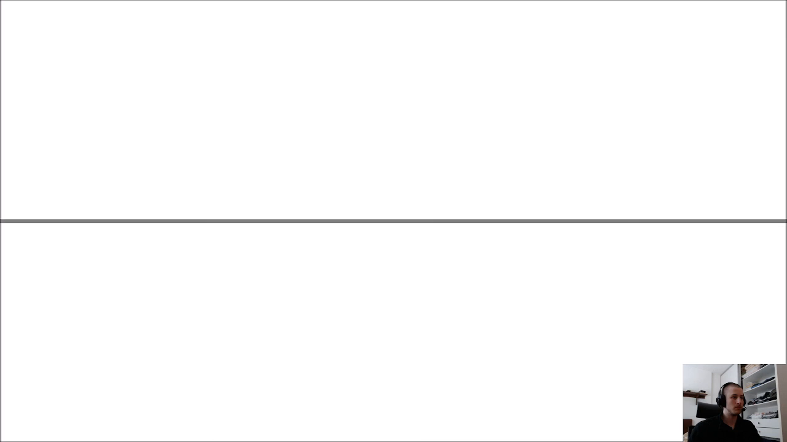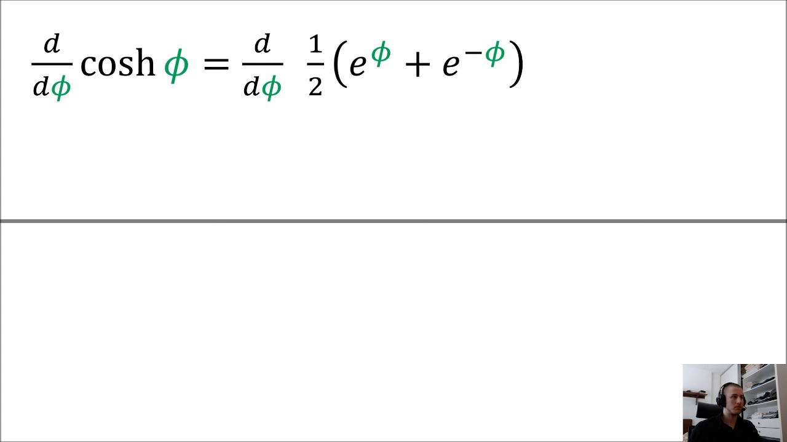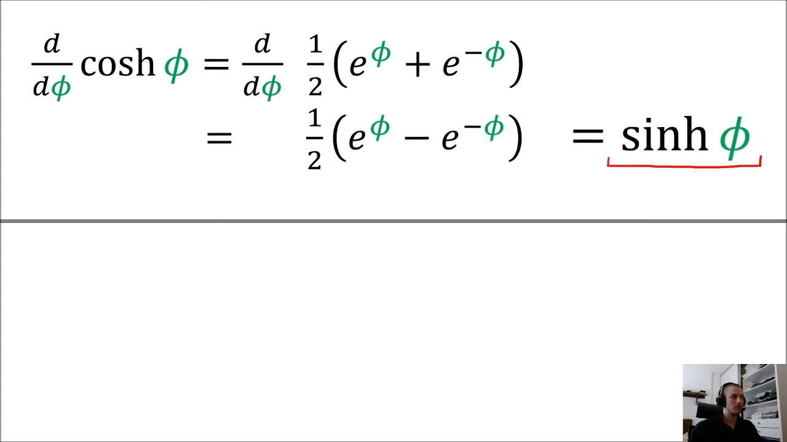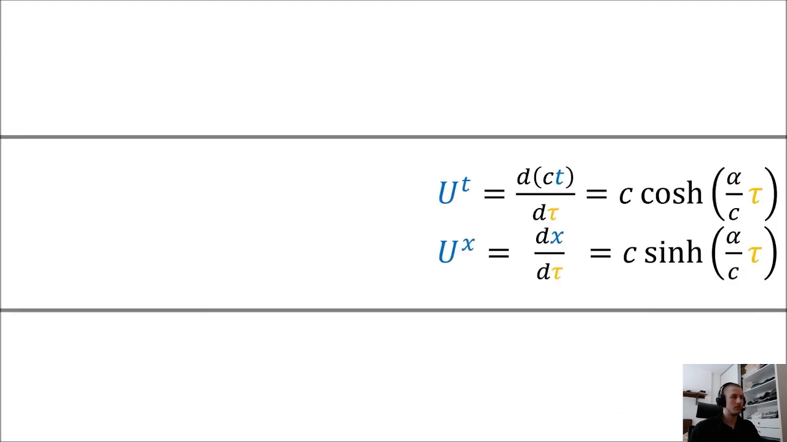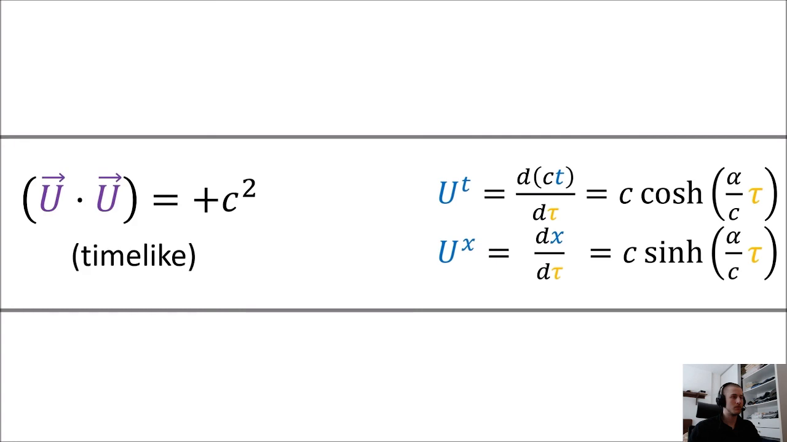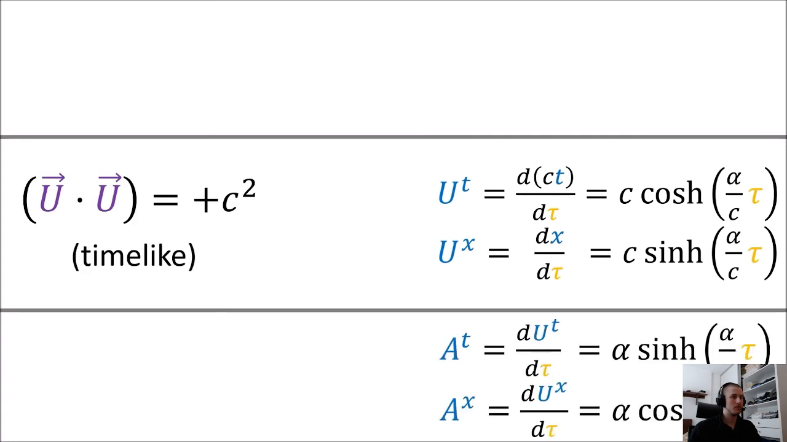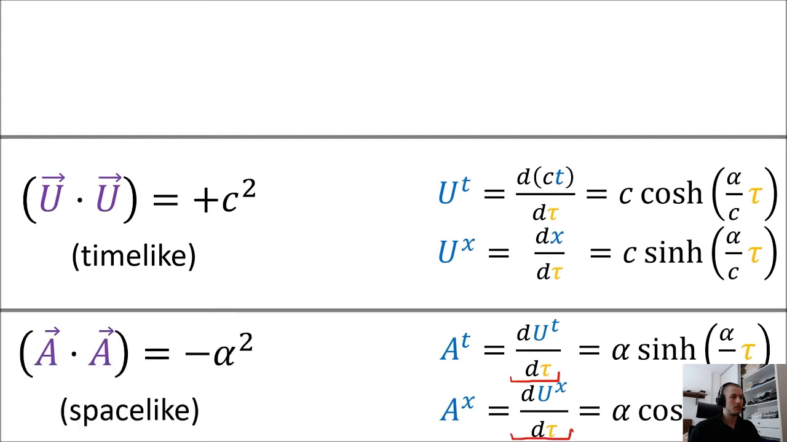It's also easy to see that the derivative of cosh phi with respect to phi, using the exponential representation, is just sinh phi. And the derivative of sinh phi with respect to phi is just cosh phi. Given these formulas for the 4-velocity components, it's easy to check that u.u equals c squared, as expected. Using the time and x components for the 4-velocity, we can immediately get the components of the 4-acceleration by taking their derivative with respect to tau. And we can see that a.a equals negative alpha squared, as expected.